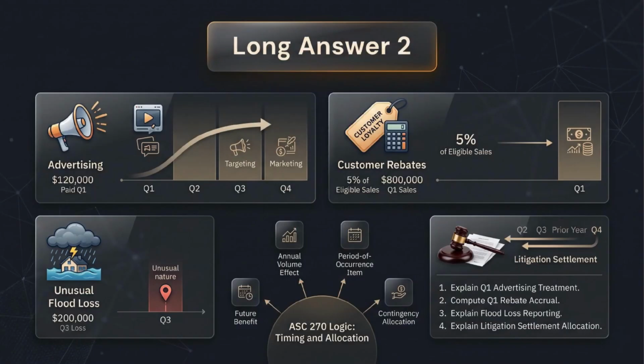Long answer 2 gives the BrightPeak retail group scenario. It combines advertising, customer rebates, flood loss, and litigation settlement allocation. Each fact uses a different ASC 270 logic. Advertising tests future period benefit. The rebate tests annual volume effects. The flood loss tests period of occurrence reporting. The litigation settlement tests direct relationship to interim periods. Build the answer around timing and allocation.